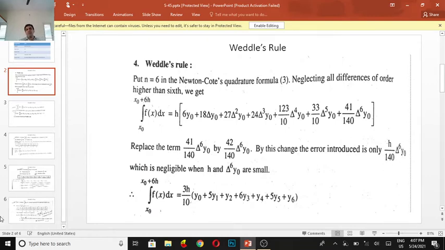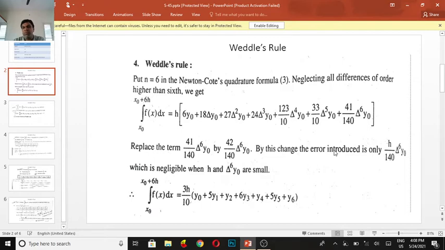So here the higher derivative term is required up to 6. This is the formula arrived at here, replacing the term in the previous slide. We already know the method to derive this formula. The error term is negligible when h and del raised to 6 y0 are very small, so the higher derivative term is almost negligible.